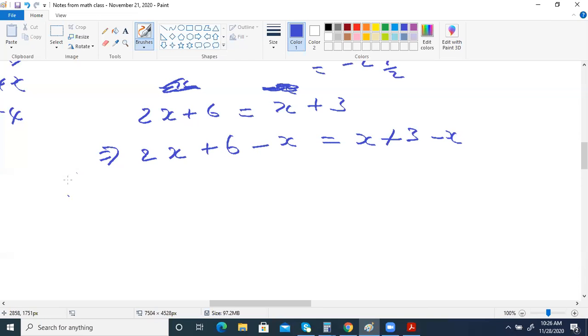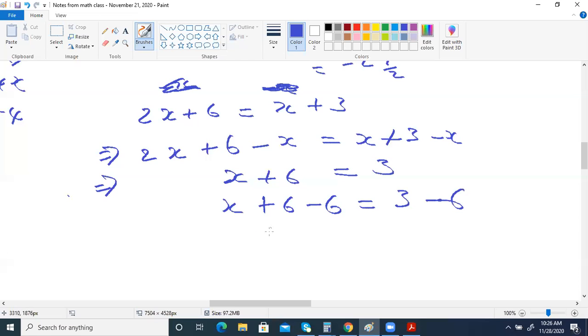Minus x. So after this, I'm not going to do any grouping thing because I know this is simple. I know what we're trying to do. So this is just x. So 2x minus x is just x. And you're right back to 6. And this is just 3 because the x didn't cancel, right? That was the whole point of doing it. Then from here, we can subtract 6 because we want x by itself. So this becomes x equals minus 3. Or finish.